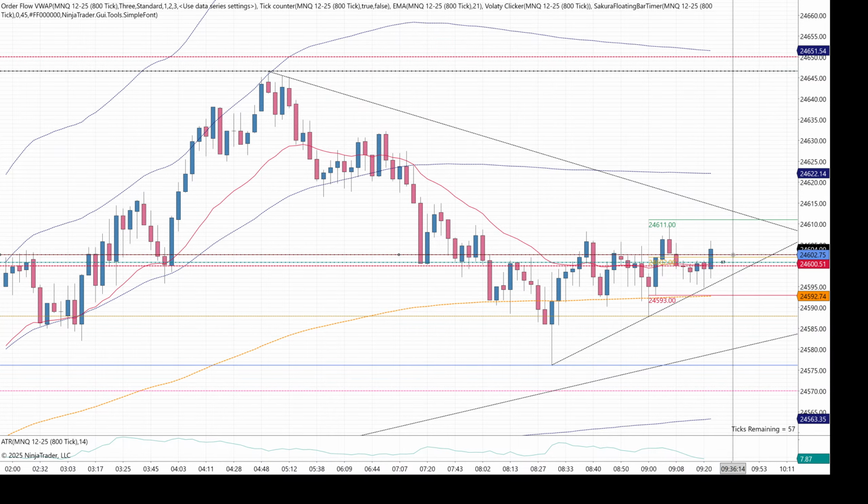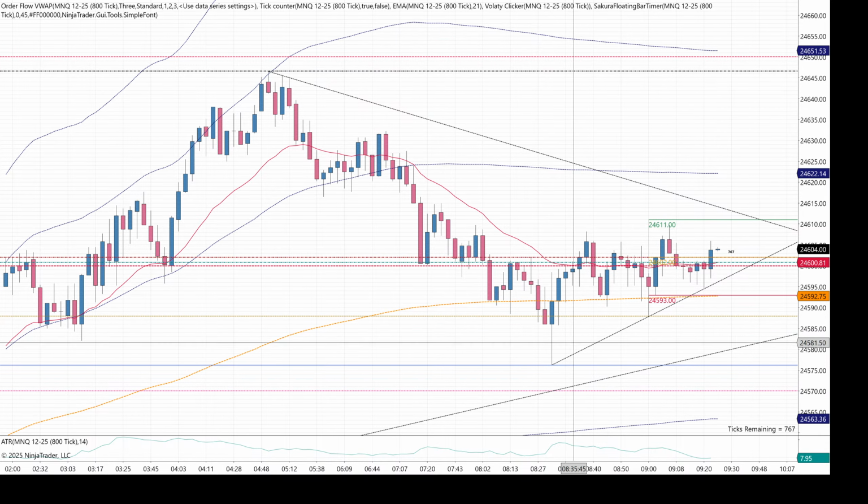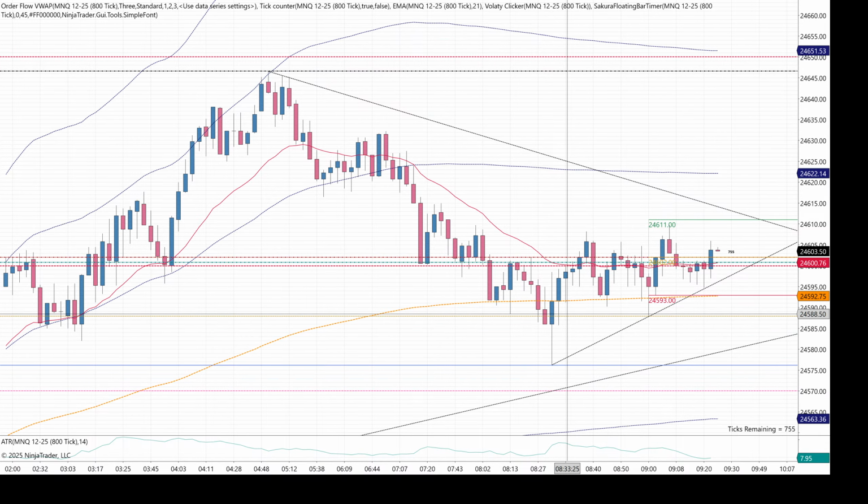602. This is kind of where, and this is the 21 EMA on the 5 minute.